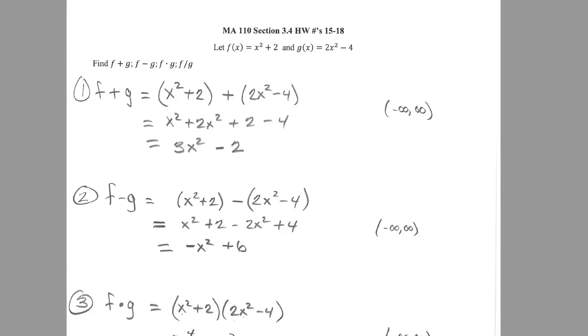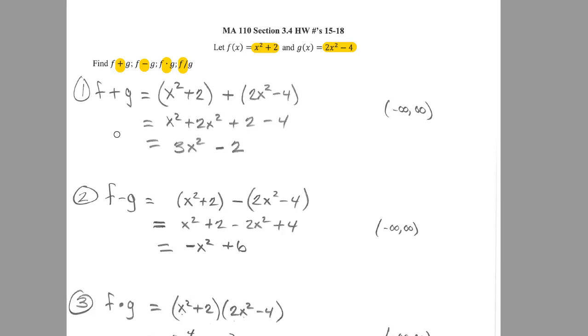MA 110, Section 3.4, Homework Numbers 15 through 18. Once again, in this situation, we have two functions, f of x, in this case, equal to x squared plus 2, and g of x, in this case, equal to 2x squared minus 4. Just like in our other video, we want to figure out what f plus g is, f minus g is, f times g is, and f divided by g is.